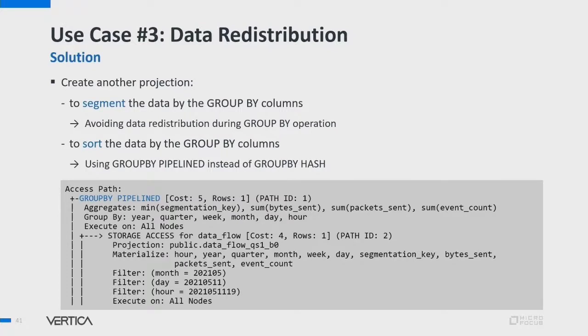The solution is to create an identically segmented projection. If it segments the data by the group by columns, it can avoid the data redistribution. Moreover, it can improve the query performance if it sorts the data by the group by columns to use group by pipeline instead of group by hash.